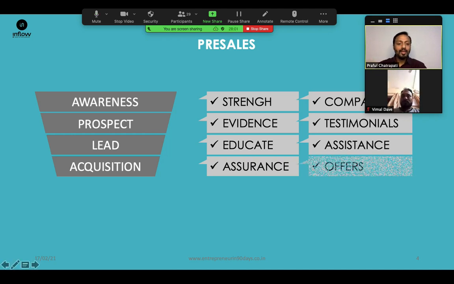And offers: give him as many offers as you can at this point, because this is the breaking point where the customer is trying to make up his mind. So this is the best point to give a discount offer, whatever best you want to give. So that is your acquisition.